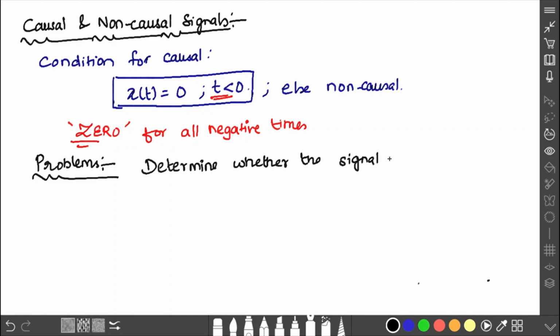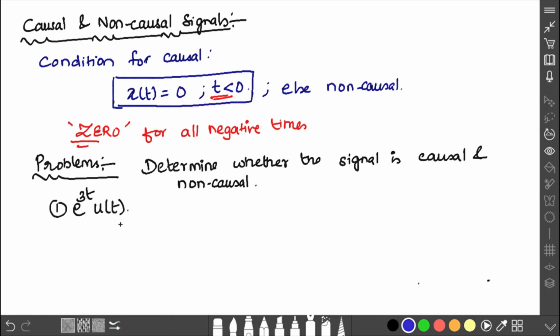The question will be like this: determine whether the signal is causal or non-causal. The problems will be in terms of 2 marks, either 1 or 2, depending on the question paper. The first question here is e power 3t into u of t. So you must know the condition.